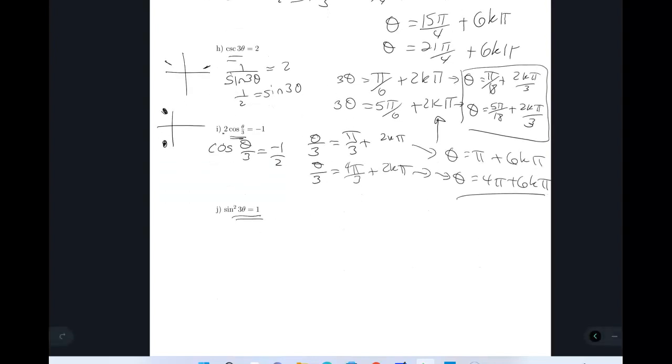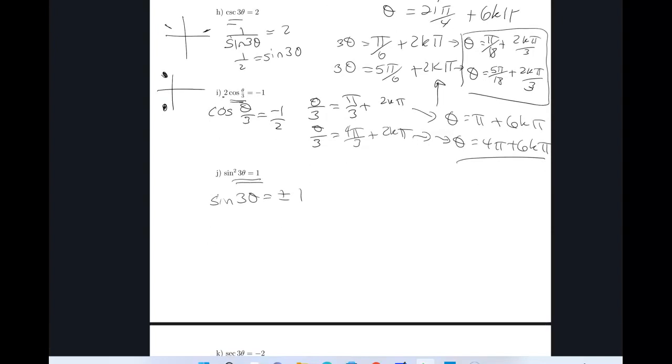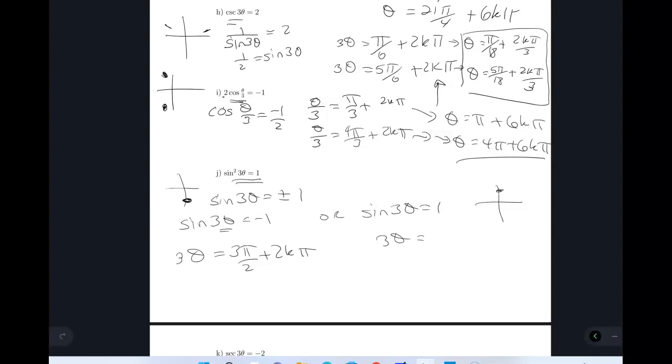This one here, I want to take the square root of both sides before I go solve. So I get sine of 3 theta is plus or minus 1. Okay, so that means we need to solve each of them separately. So sine of 3 theta is -1 or sine of 3 theta is 1. Okay, so for any angle theta, the sine of the angle will be -1 down here, right? At 3 pi over 2 plus 2k pi. And when is sine of theta equaling 1? That's way up here. So that's going to be 3 theta is equal to pi over 2 plus 2k pi.